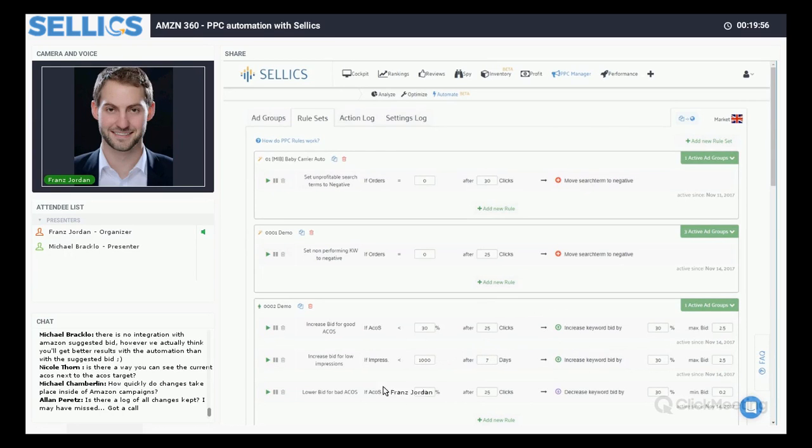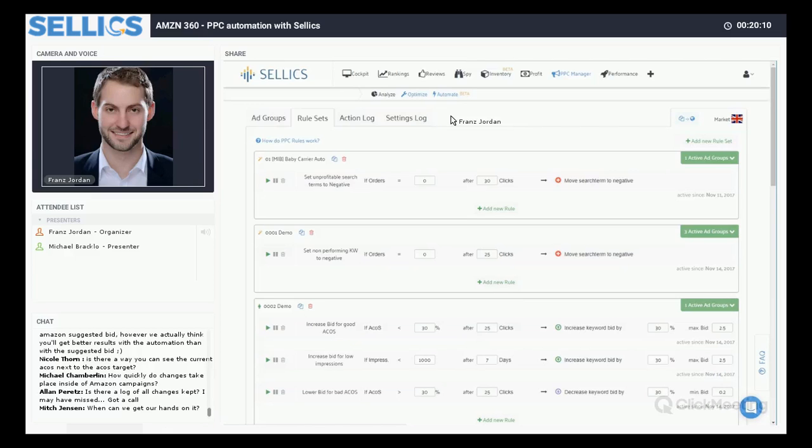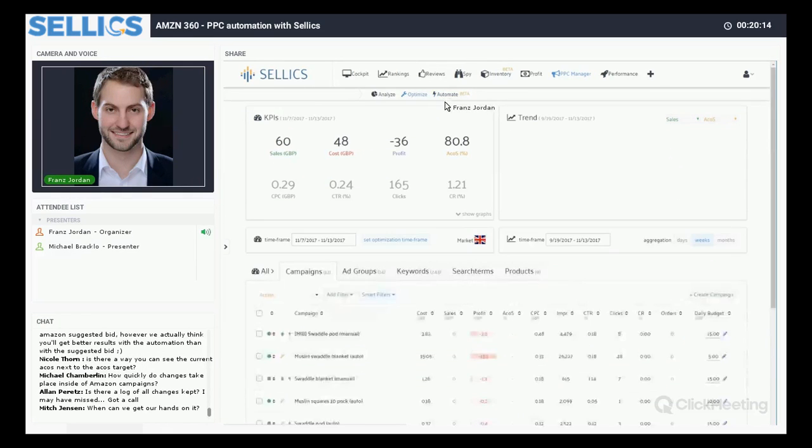So there are actually a few questions coming, something like, is there a way you can see the current acres next to the target acres? You know what, typically I would move back into the presentation now, but let me just show you the optimize tab here, because I feel that some of you don't have a Sellics account yet, so you probably don't know this section here.